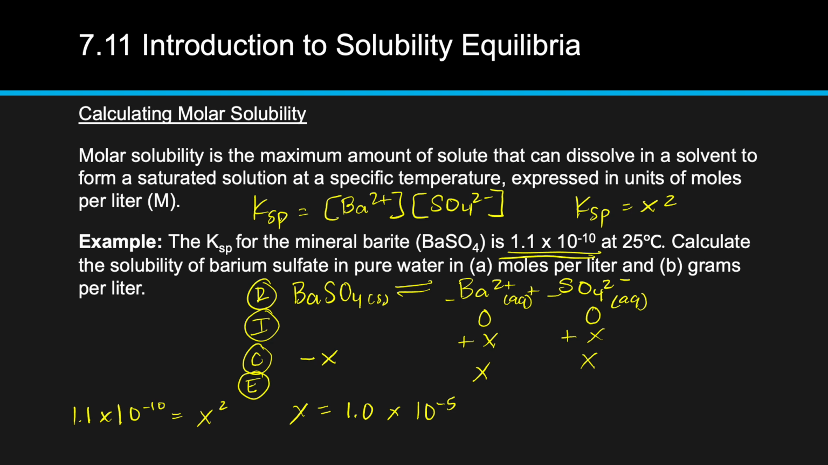And that gives me an X of 1.0 times 10 to the negative 5th. Now, because X is the same for all of the coefficients, because it's the same for my solid, and looking at the definition of molar solubility, it's the maximum amount that can dissolve. That means I can dissolve this amount of the salt into water, and that is my molar solubility, and it's already in concentration. So that is going to be my answer.